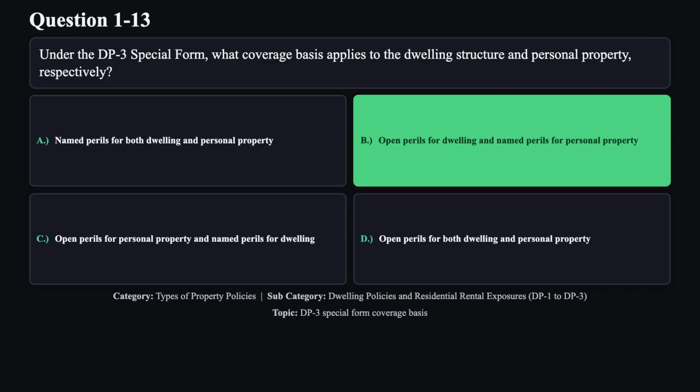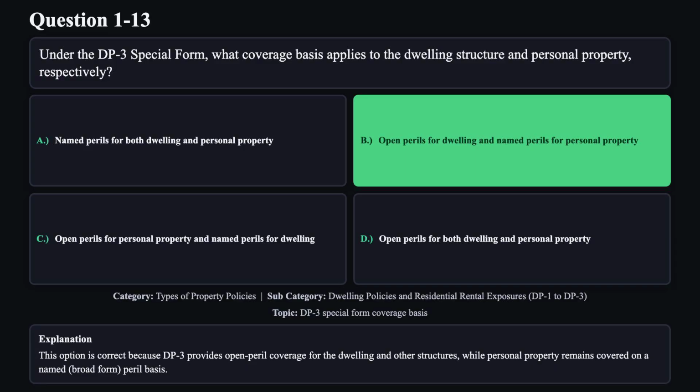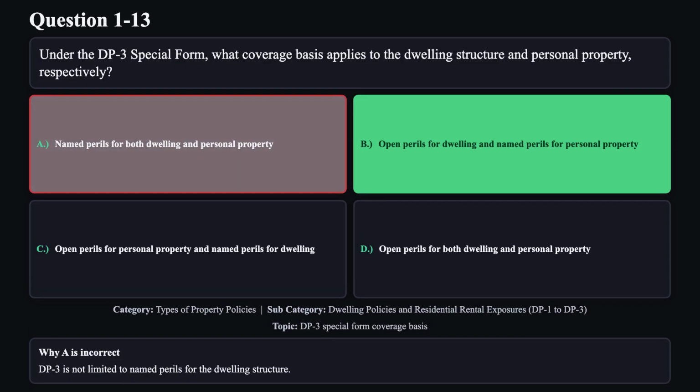The correct answer is B. This option is correct because DP3 provides open peril coverage for the dwelling and other structures, while personal property remains covered on a named broad form peril basis. Reason A is not correct. DP3 is not limited to named perils for the dwelling structure.